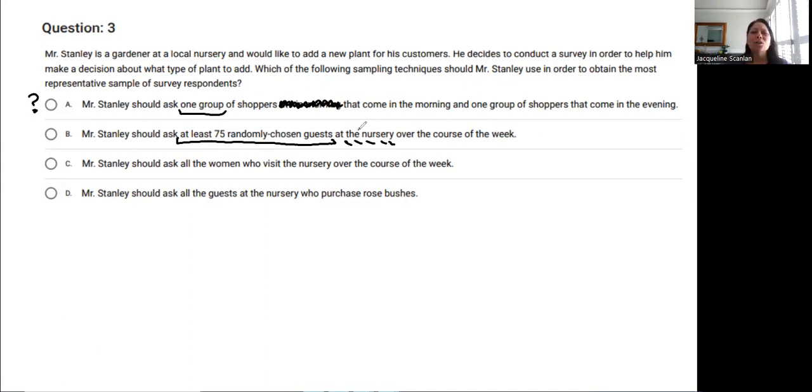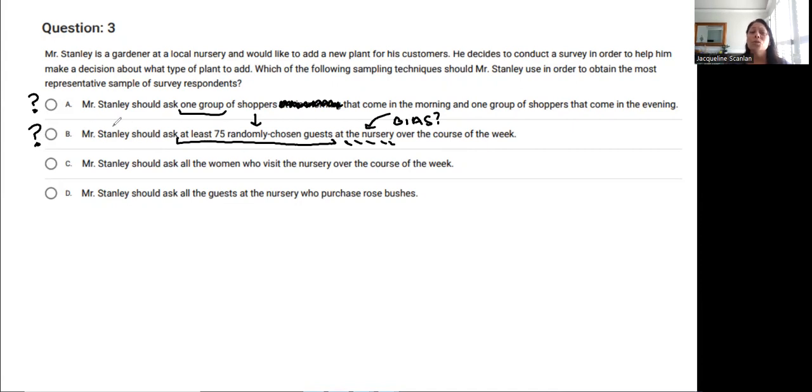Again, I'm not really sure about this one. I like that he's asking 75 randomly chosen guests. That is not biased. I don't know. He's only asking the people that come to the nursery. But then again, only people who are coming to the nursery are going to be buying whatever plants he chooses. So I don't know that this necessarily is going to influence anything. This might still be okay, although maybe it shows a little bias. I'm not sure. So I'm still going to say I'm not sure.